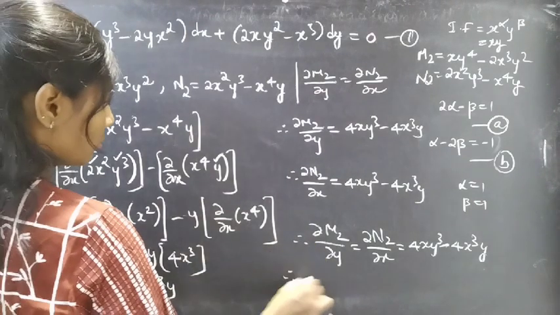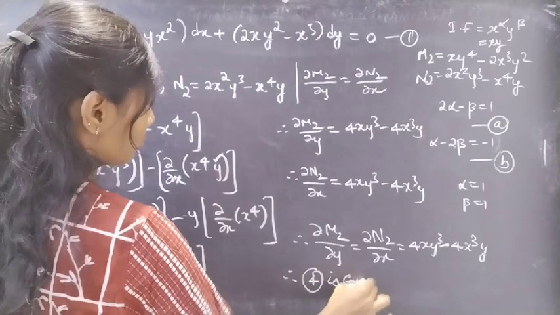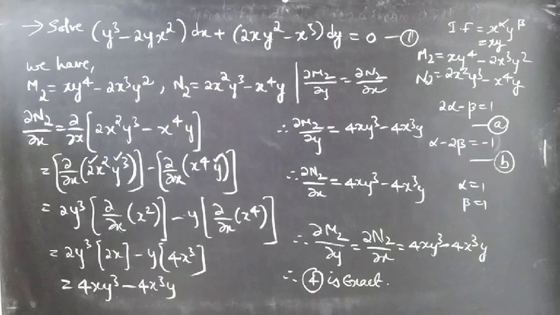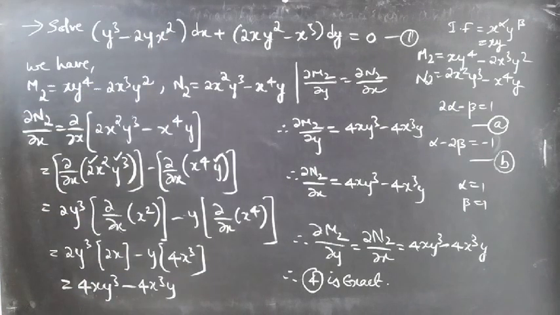Therefore, equation 4 is exact. Now let's find the solution to the exact equation, that is equation 4, which will be the general solution to equation 1 or the given equation.